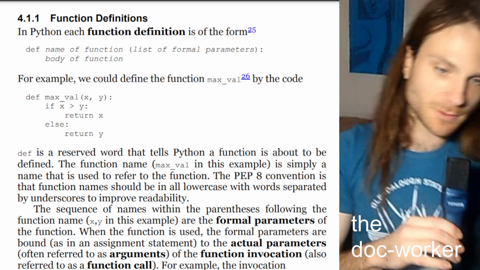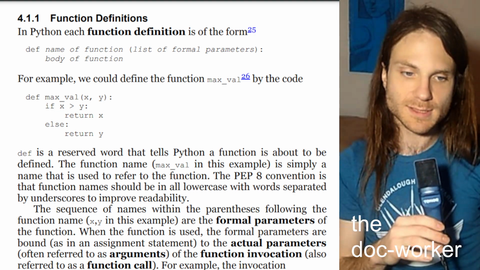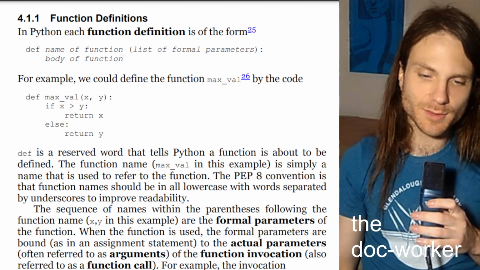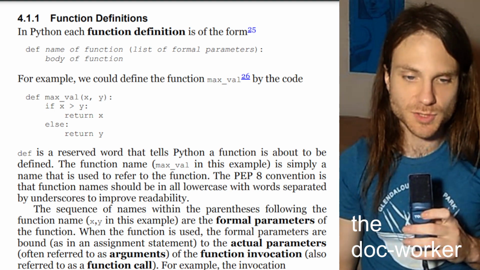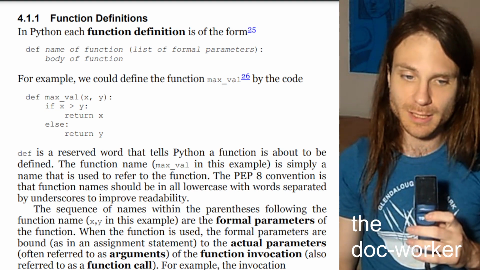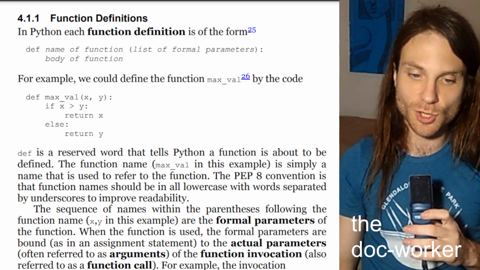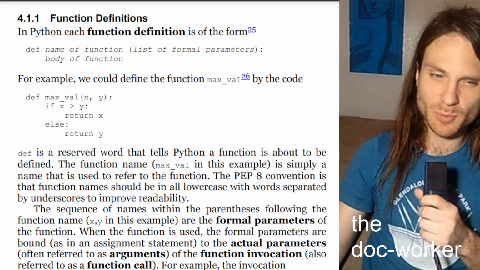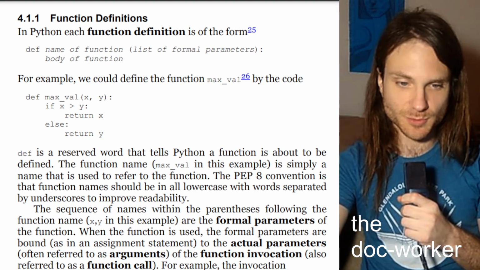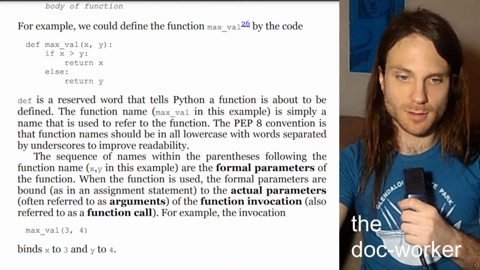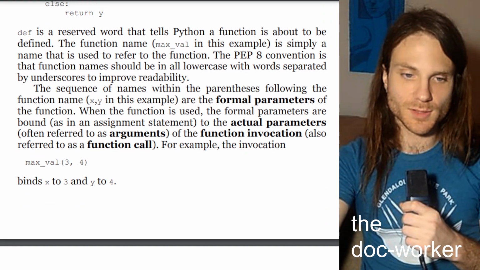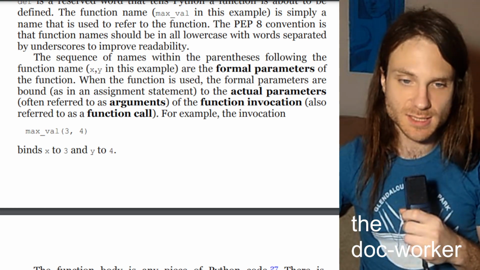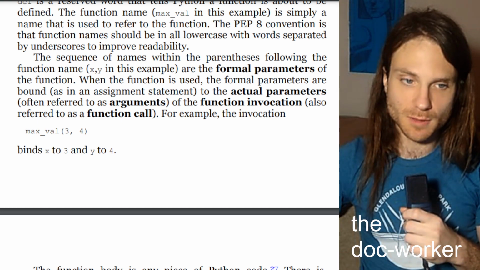Def is a reserved word that tells Python a function is about to be defined. The function name, max_value in this example, is simply a name that is used to refer to the function. The PEP8 convention is that function names should be in all lowercase with words separated by underscores to improve readability. And it is important to keep them all lowercase so they won't get confused with classes and stuff. The sequence of names within the parentheses following the function name, x, y in this example, are the formal parameters of the function.